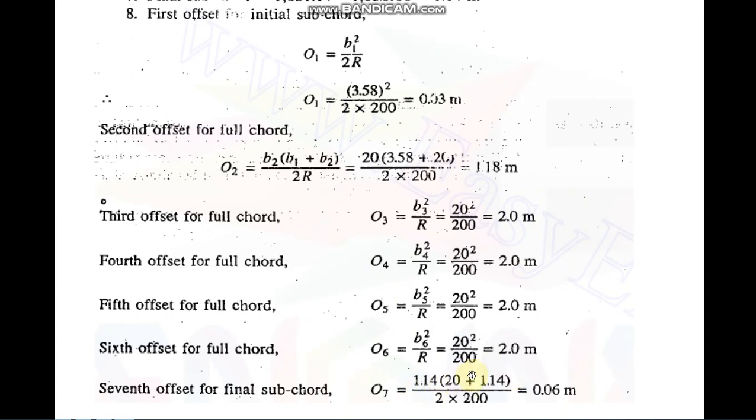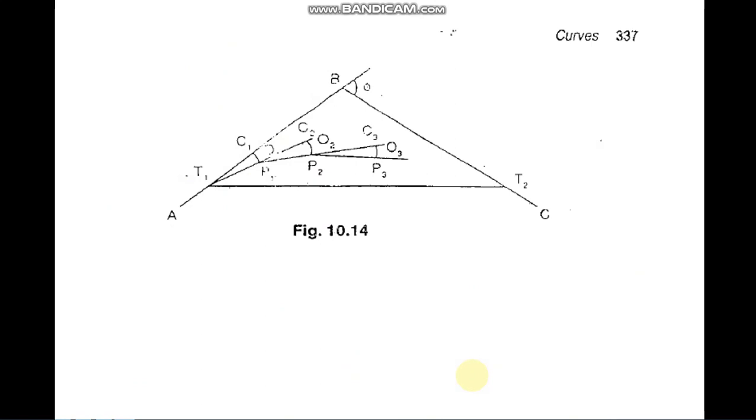Okay, so this is simple. After finishing the numerical, you have to draw the diagram. In the diagram, you have to mention this length as B1, this is O1, this length as B2, this as O2, this length as B3, this offset as O3. So these are chords. This is chord, chord, chord, and this is offset, offset, offset. You have to finish it. So this is the simplest procedure for solving the chord produced numerical.